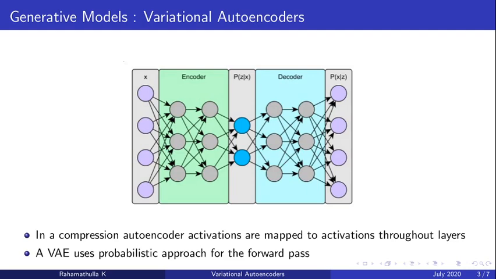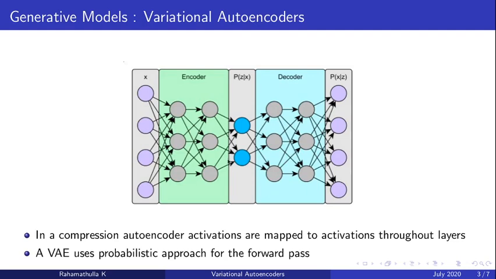In a compression autoencoder, activations are mapped to activations throughout layers. But in a variational autoencoder, it uses a probabilistic approach for the forward pass. So the idea is the same. You have an input layer, you have coding layer or hidden layers, encoding part and decoding part. At the end of the encoding part, what you're going to get is a code, and you give that code to the decoding part. At the output layer, you will get the output.